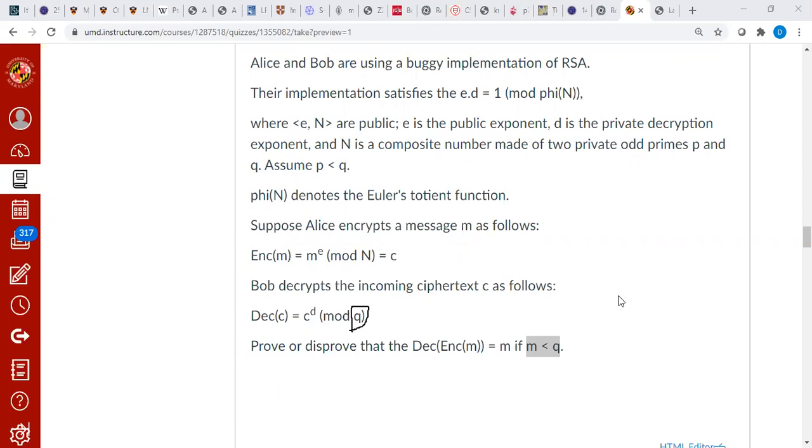So how do we go about it? Okay, let's start writing the details of this problem step by step. So I'm going to do like this. Take the definition of this line and write it here. So what is Alice sending to Bob? She's sending the value C, right? So how is C computed? C is nothing but M power E mod N.